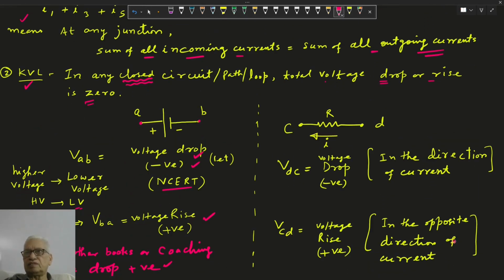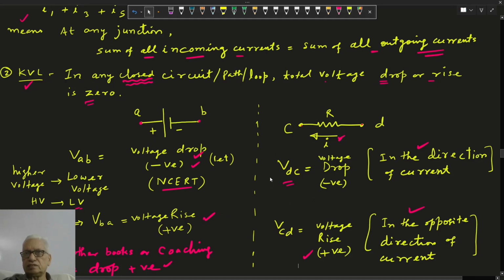Now suppose there is a wire, current is flowing from D to C, and current flows from higher voltage to lower voltage. So from D to C it is a drop, VDC is the voltage drop. In the direction of current we get the drop, in the opposite direction of current we get a rise. Remember, voltage drop means in the direction of current is a drop, in the opposite direction is a rise.